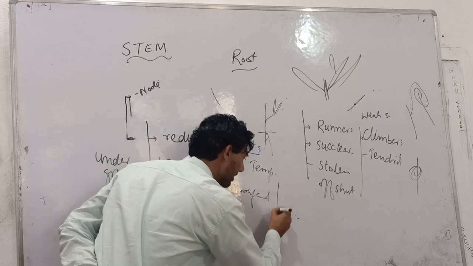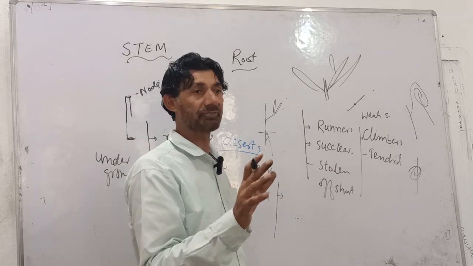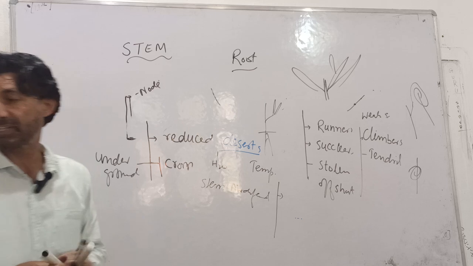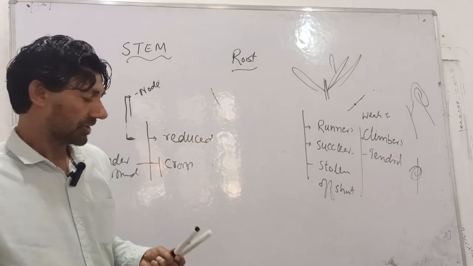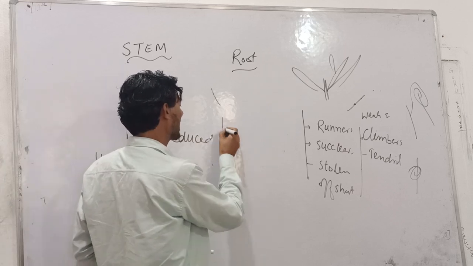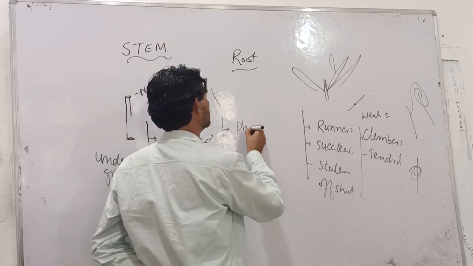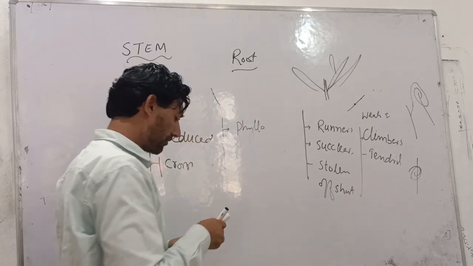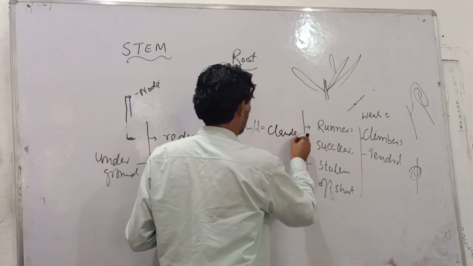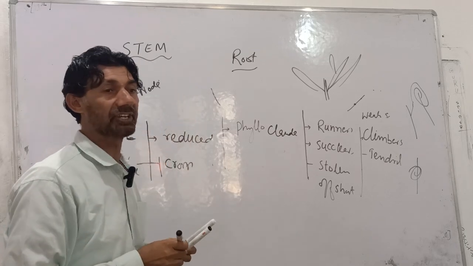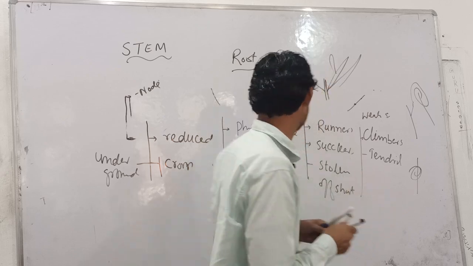into, number one, whether the whole stem is modified or part of the stem is modified. In some plants the whole stem gets modified. That modification is called a phylloclade. And a phylloclade is that modification in which the whole stem gets modified into a leaf-like structure.